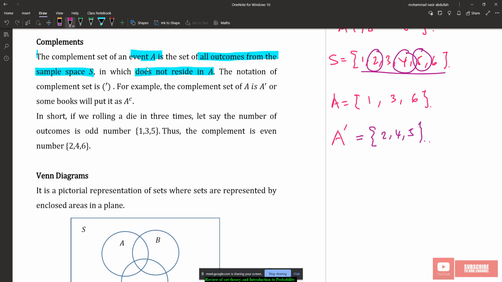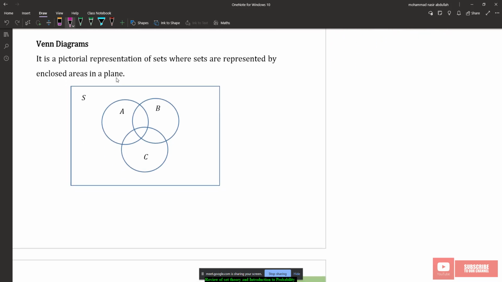Can you understand? Very simple. We just do a review on set theory. I hope you are already clear about set theory. So a Venn diagram is a pictorial representation of sets, where sets are represented by enclosed areas in the plane.